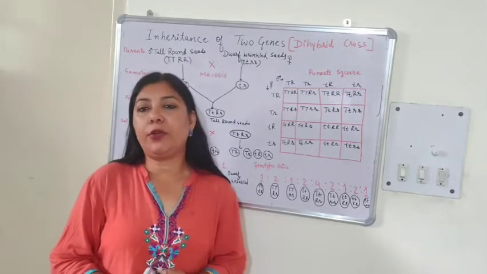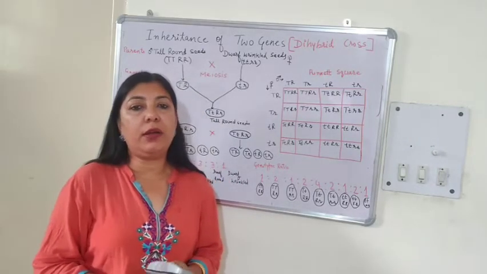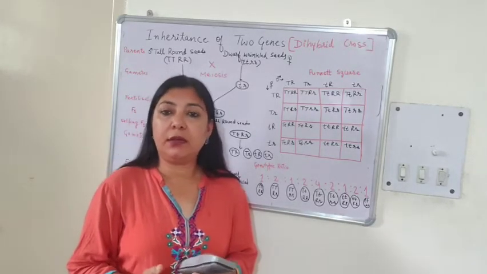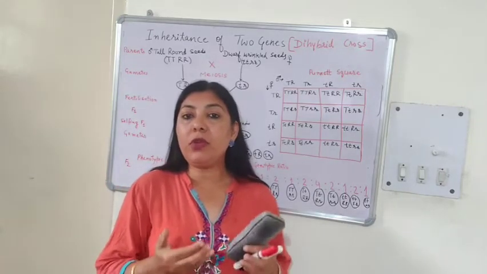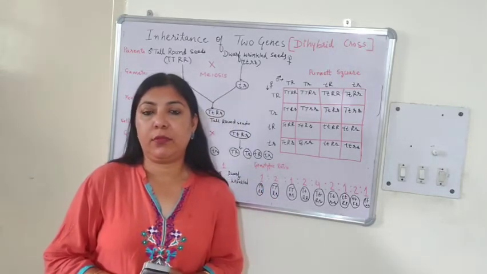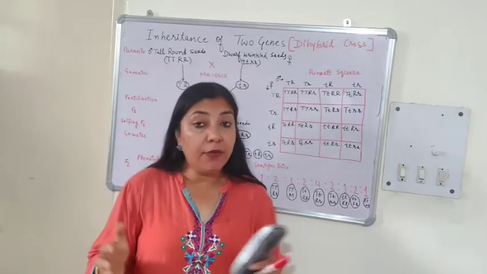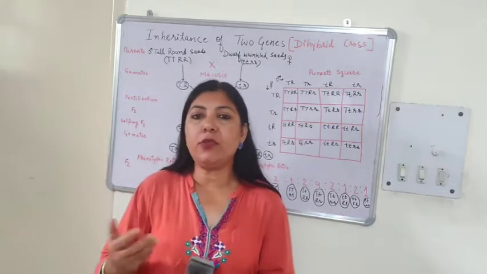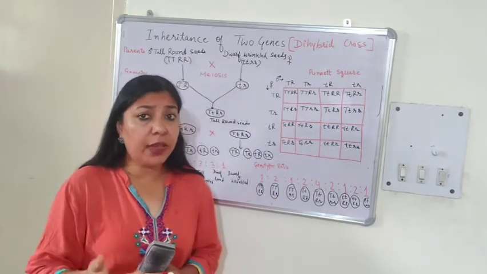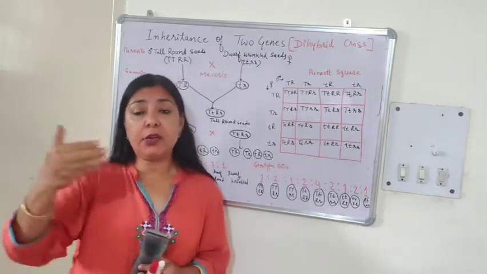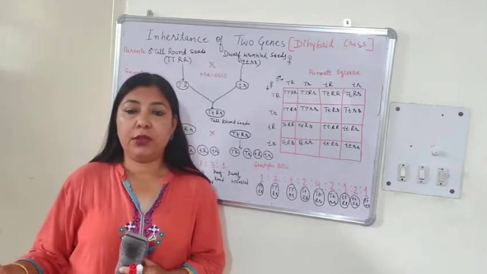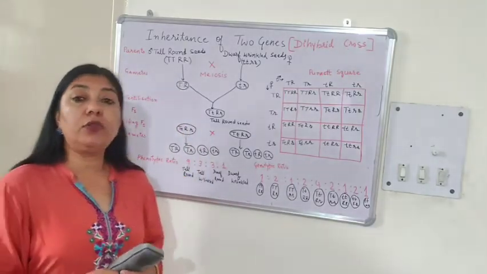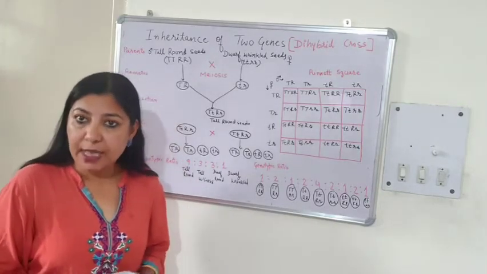After monohybrid cross, he performed a dihybrid cross where he studied the inheritance of two characters together, which means out of the 7 characters he was studying, randomly he selected any 2 characters and observed their inheritance in F1 generation and F2 generation. So let's study the dihybrid cross or the inheritance of 2 genes by taking one example.